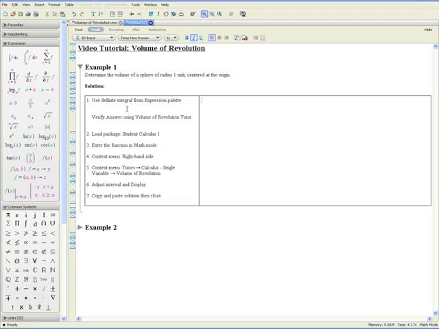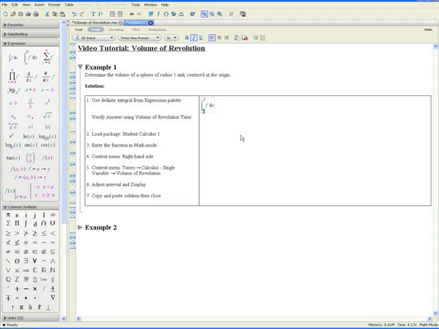Step 1. Use the definite integral from the expression palette. Here's the expression palette here on the left, and this is the definite integral template. Just click on it, and here it appears.